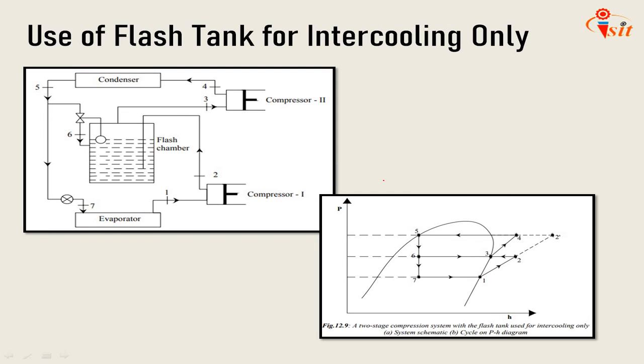Next is the use of flash tank for intercooling only. Sometimes the flash tank is used for intercooling of the refrigerant vapor between the low and high stage compressors. There it is not used for flash gas removal. Now this figure shows the use of flash chamber for intercooling, and the p-h chart is also drawn here.